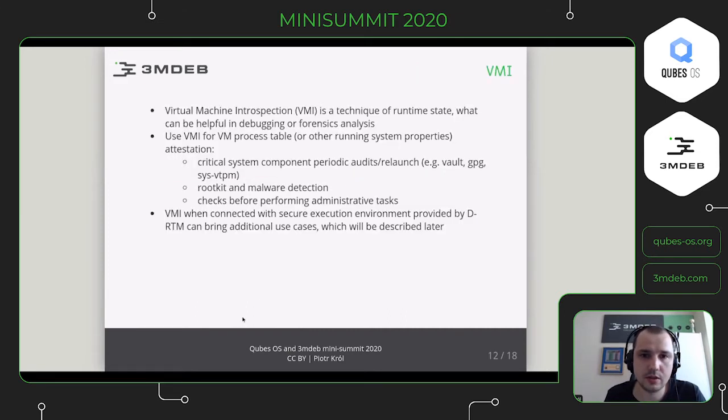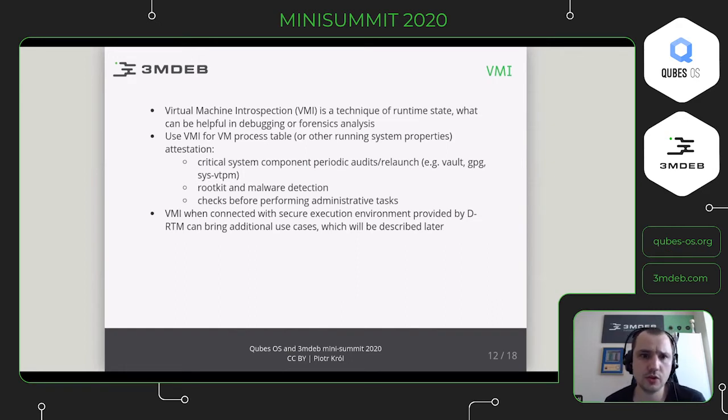Yeah, so that's this case. There is also in Xen something called virtual machine introspection, or maybe this is a general term, but Xen has this implemented. This is a technique of checking the runtime state of the virtual machine. This can help in debugging or forensic analysis, but of course it can also help in checking the integrity and measuring whatever is running inside.